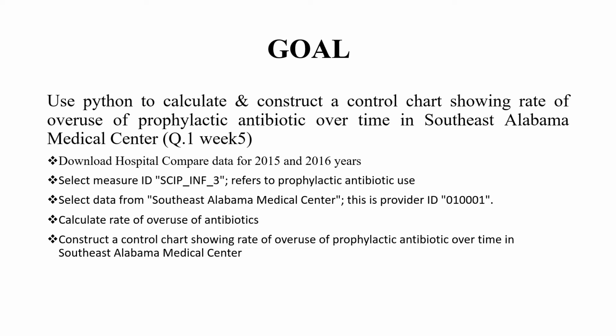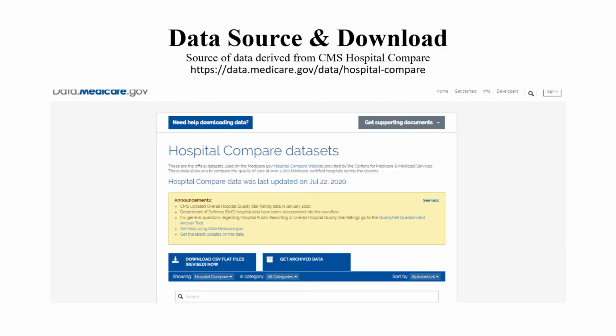In order for me to do this, I will be downloading the data from the Hospital Compare website from the medical.gov site, and then I will be filtering for the ID SCIP-INF-3 and Southeast Alabama Medical Center. Here the data is downloaded by going to download CSV flat files revised, which I have here.